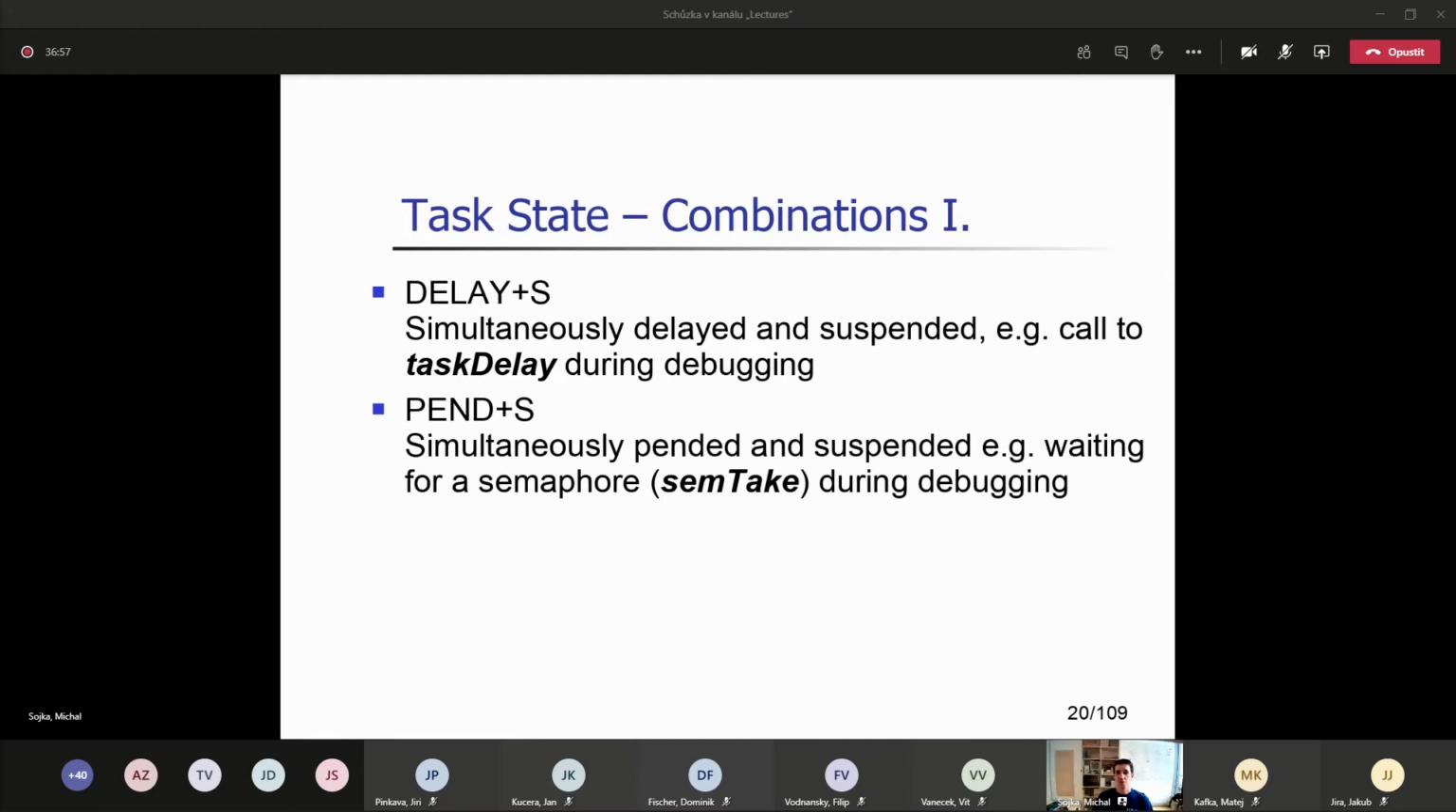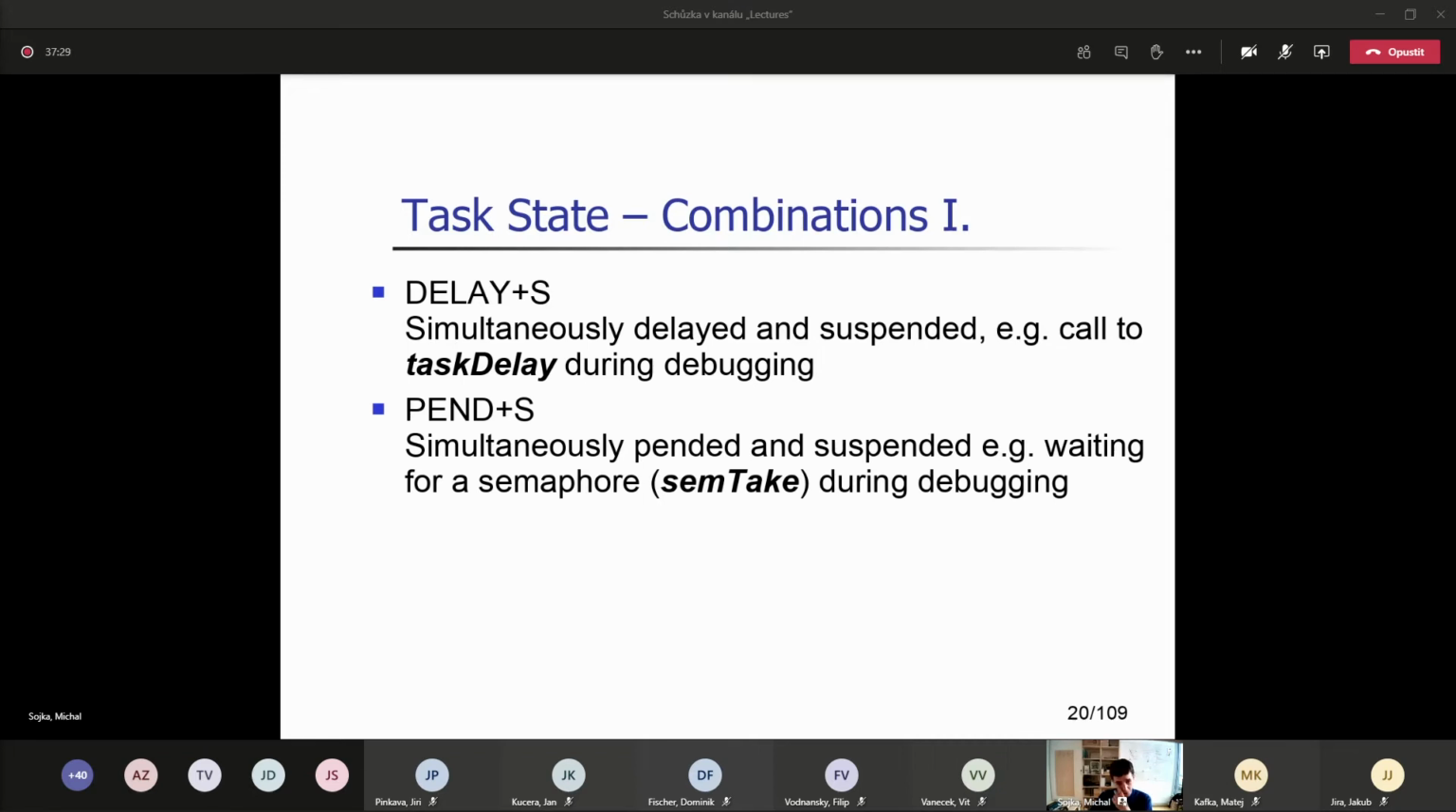VxWorks actually does not have only one state, but there are multiple states which are orthogonal and can change independently, and this is represented as task state combination. Maybe you remember the VxWorks shell command i. This command printed the list of all the tasks in the system, and there was one column representing the state of each task.